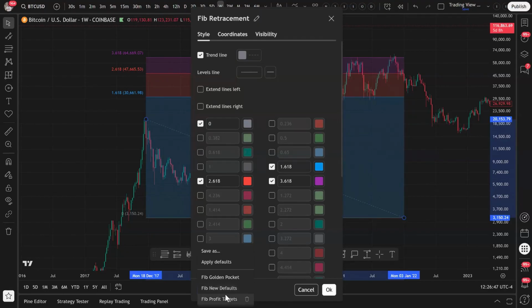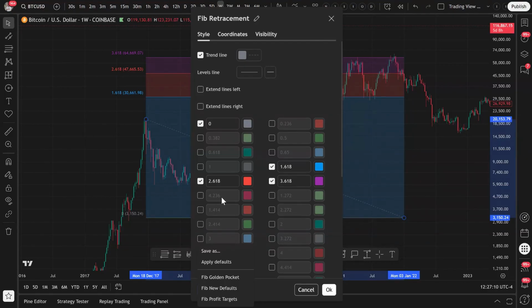Actually, I think this is the profit targets. Yeah, and I have one called the golden pocket. That's a retracement I'll show you. But if you want to add in 0, 2.618, 1, obviously that comes first. 1 goes left to right. 1.618, 2.618. I've turned the rest of these off because in this instance I don't really use them.